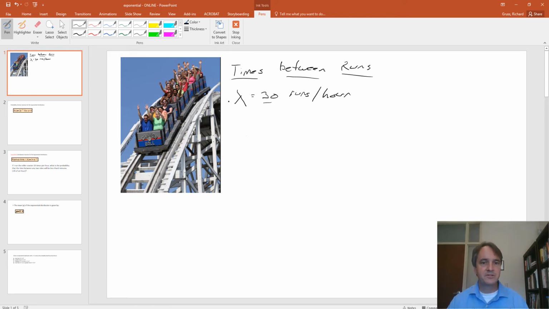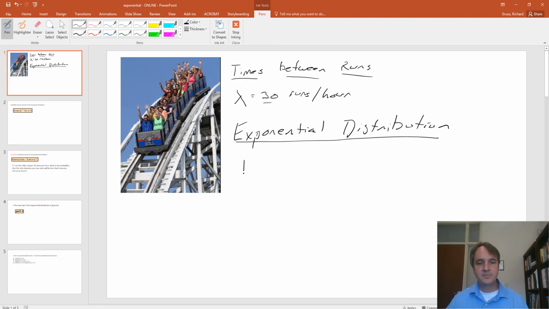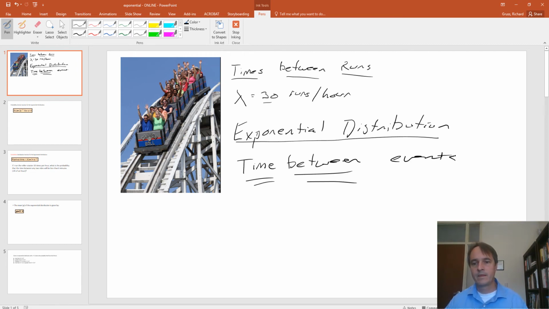With an exponential distribution, and that's what this is, by the way, an exponential distribution, and I'll explain why exponential in a second. With an exponential distribution, this tends to model time between events. So time between. These can be things like time between customer arrivals, time between shipments, time between breakdowns, time between roller coaster rides.